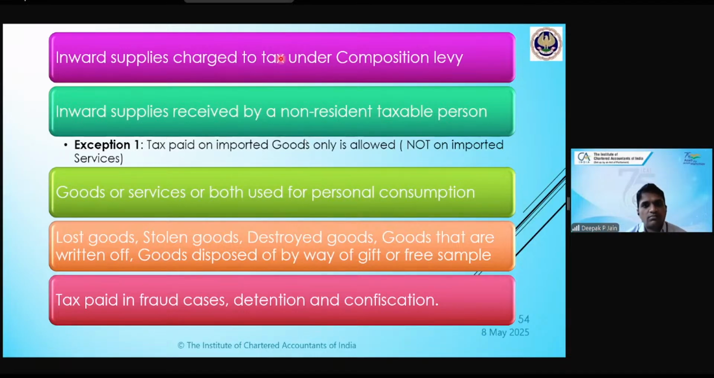Exception 3 is... What is your question? I did not understand. Exception 3 means then works contract. No, exception 3 means any expenses, it could be which is for personal consumption.